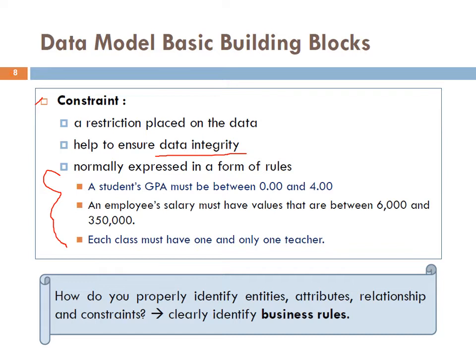Now, how do you properly identify entities, attributes, relationships, and constraints? In order to identify those building blocks, which are entity, attributes, relationship, and constraints, you must clearly identify the business rules. What are business rules? We discuss that in the next slide.